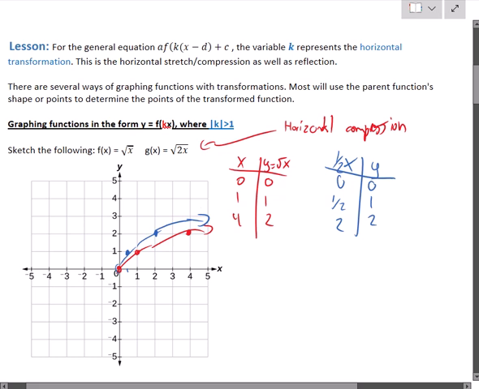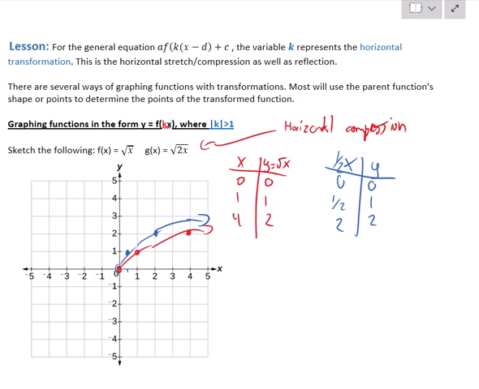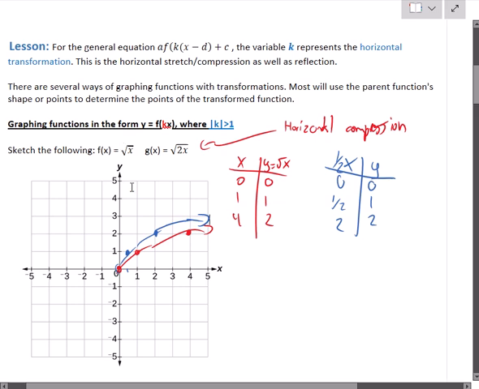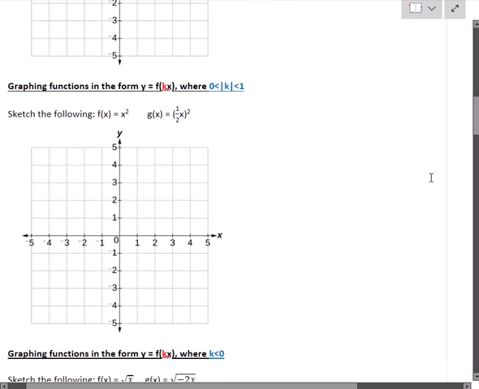So when k is greater than 1, when you have a whole number in front of your x value, it's going to be a horizontal compression. If k is a decimal or fraction between 0 and 1, it's going to be a horizontal stretch, so it does the opposite. Here we have x squared. Let's get our parent function on here.